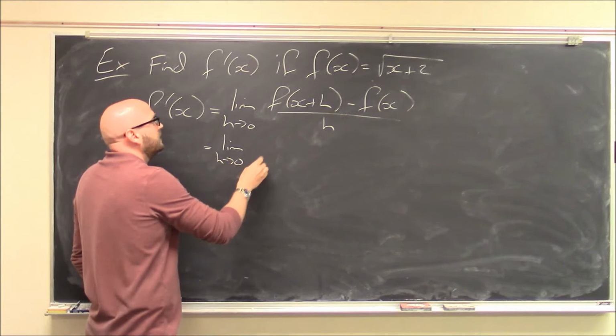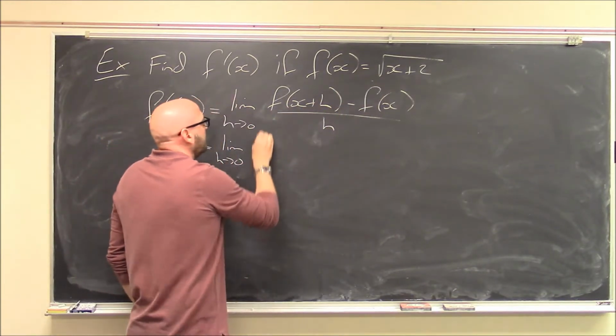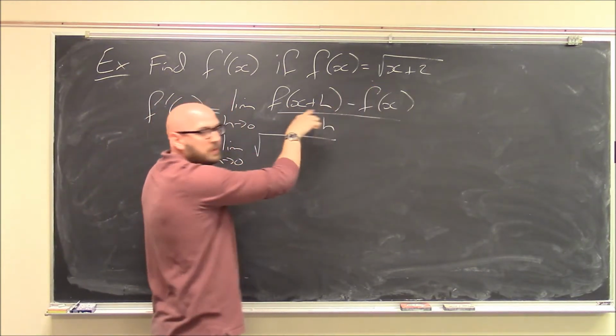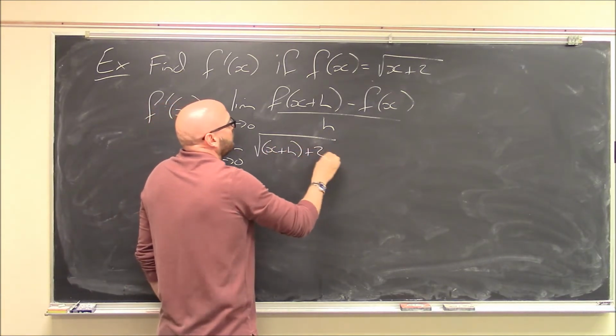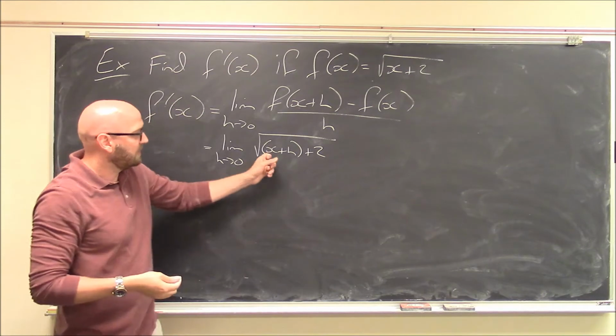Limit as h goes to 0, f of x plus h, that'll be the square root of, replace x with x plus h, so square root of x plus h plus 2. I put this in brackets for no real reason, just to indicate that's the x.